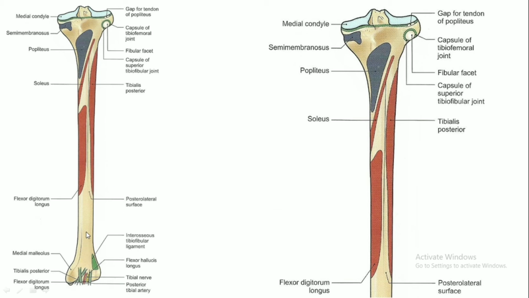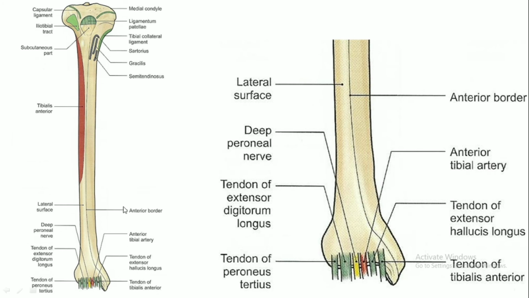Now we will see the lower end, the relations. So here this is the anterior aspect of the lower end. We will see from medial to lateral. This is the medial malleolus, so this is the medial part. So from medial to lateral, what are the relations of the anterior surface of the lower end of the tibia?